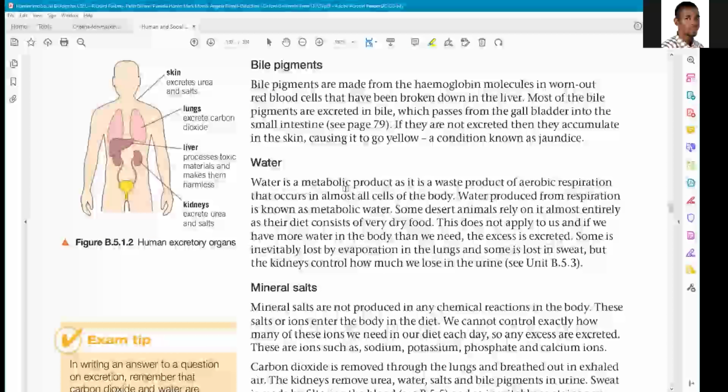Water. We need water, but water is a metabolic waste product too. So water is a metabolic waste product, yes, of aerobic respiration that occurs in, I don't know why they say in almost all cells of the body, you know. I don't know. For all the biology I studied in my life, you can't put almost there.